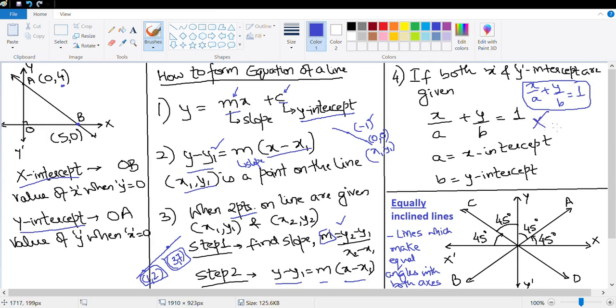x by a plus y by b is equal to 1. So this is the formula. And the most important in this chapter would be y is equal to mx plus c and y minus y1 is equal to m times x minus x1.